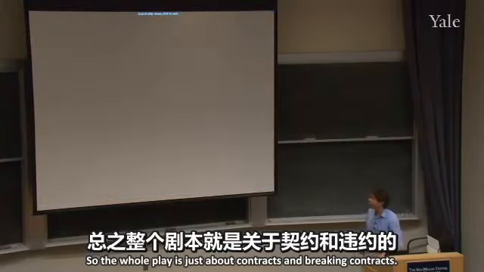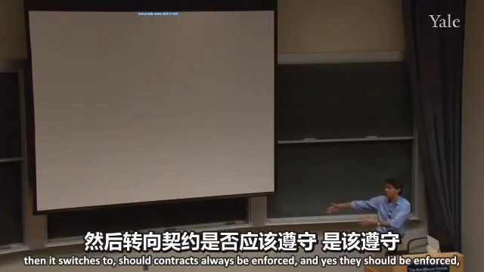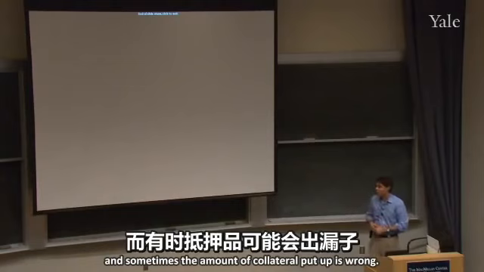Okay, so the whole play is just about contracts and breaking contracts. So at first it's about what the rate of interest should be. Then it switches to, should contracts always be enforced? And yes, they should be enforced, but the enforcement should be the taking of collateral, and sometimes the amount of collateral put up is wrong.